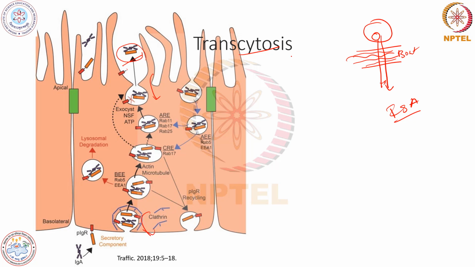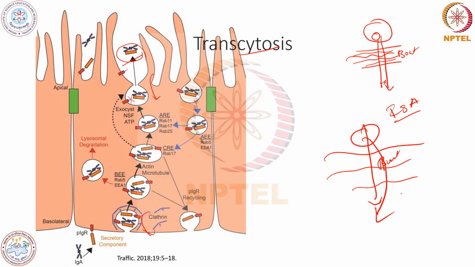This is transcytosis. So what is the meaning of transcytosis? Transcytosis is nothing but, I told you an example. If you have a river and you want to cross from one side to the other side, you will be using a boat. So transcytosis is a boat mechanism. It takes the materials from one side and delivers them to the other side. Understood?